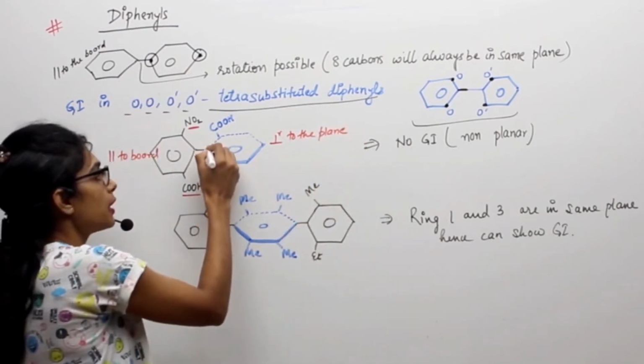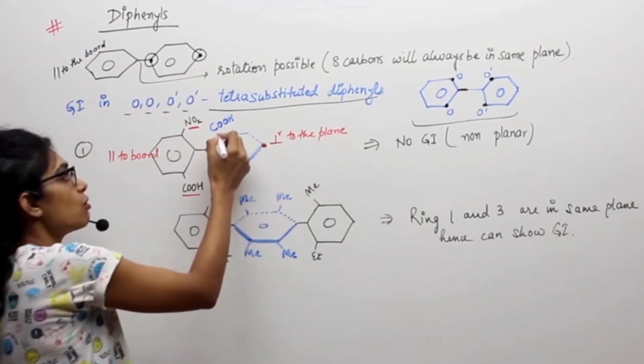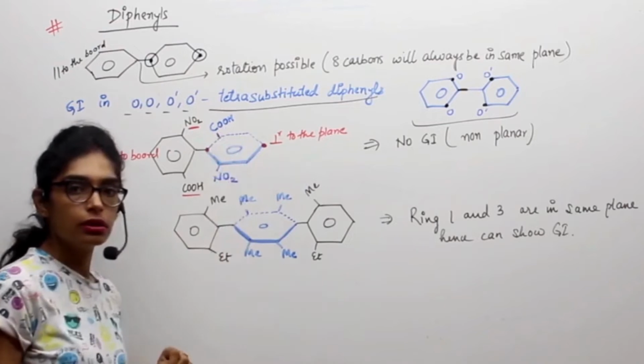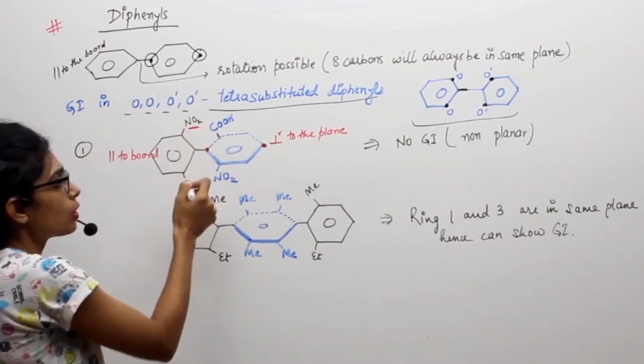Only this carbon's plane and this carbon's plane are going to be the same; the rest of the carbons' planes are different. So COOH here and NO2 here are both in a different plane as compared to NO2 and COOH over here.